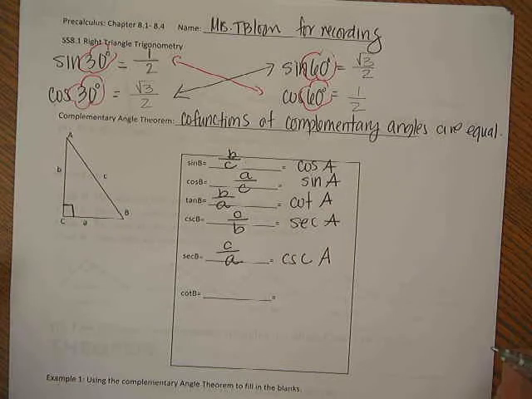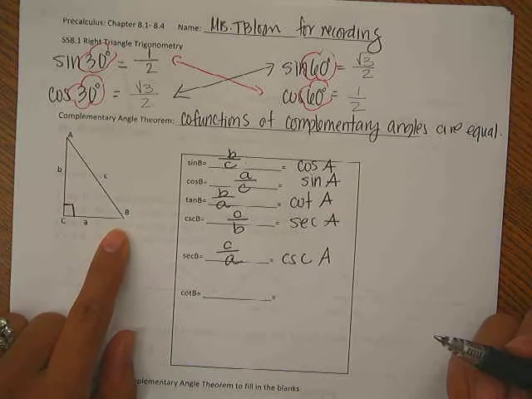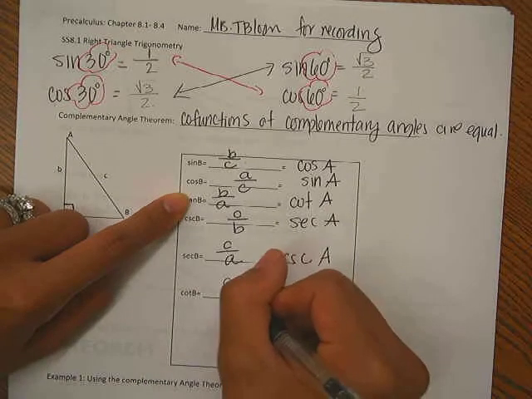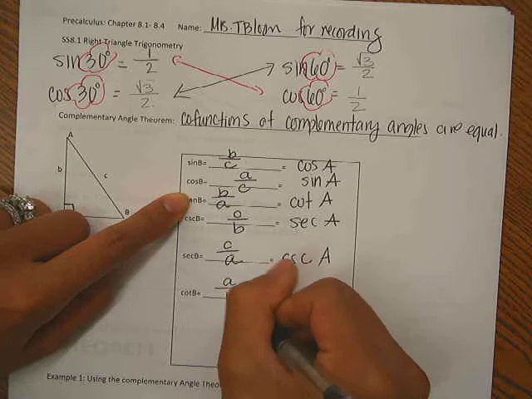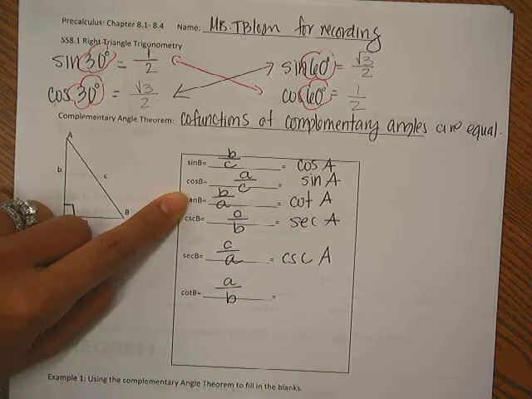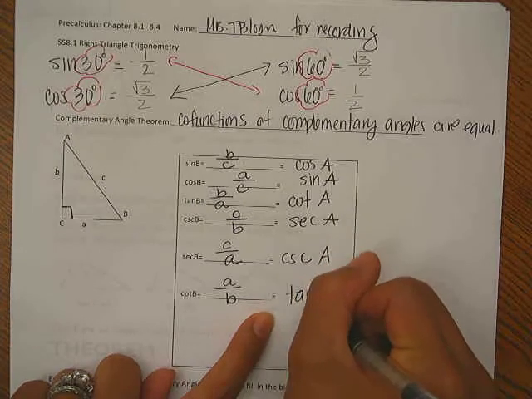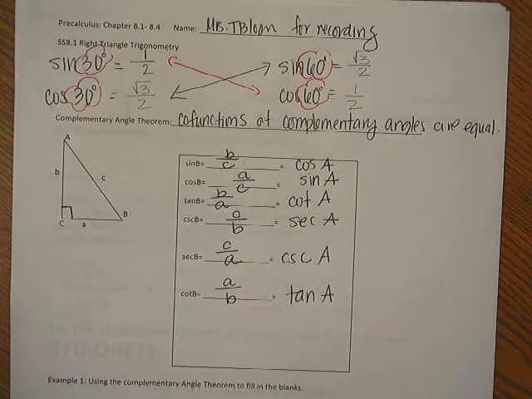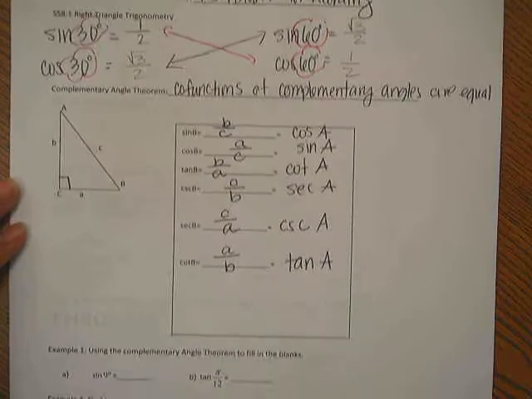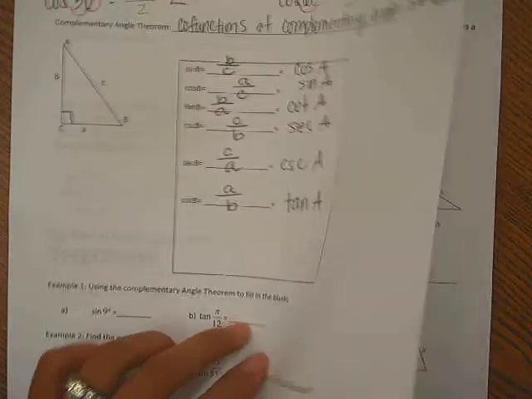Okay. Cotangent of B is the reciprocal of tangent. So technically, I can just write A over B. Then this is equivalent to tangent of angle A. So now that we know what a complementary angle is, we can find the rest. So let's see how long.